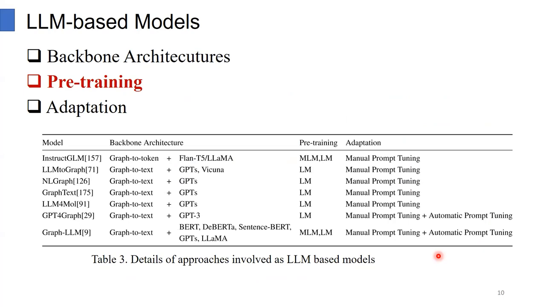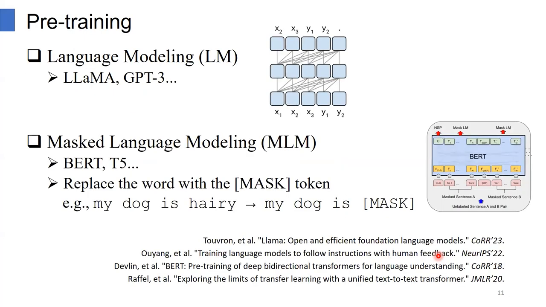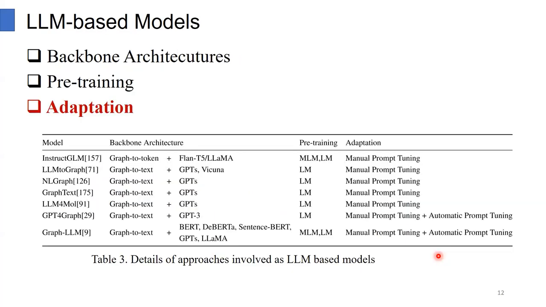Okay, so we have described the backbone architecture, which has graph-to-text or graph-to-token. Then we come to the pre-training part. Here is a summary, so let's go into the details. Because they are using an LLM, it's basically the pre-training of the LLM. We have two categories. One is GPT or Llama, which use a decoder-only architecture. Other methods like BERT and T5 use masked language modeling. But if you are familiar with language models, this part is basically reusing the language model. So I'm going to the next part, which is the adaptation.